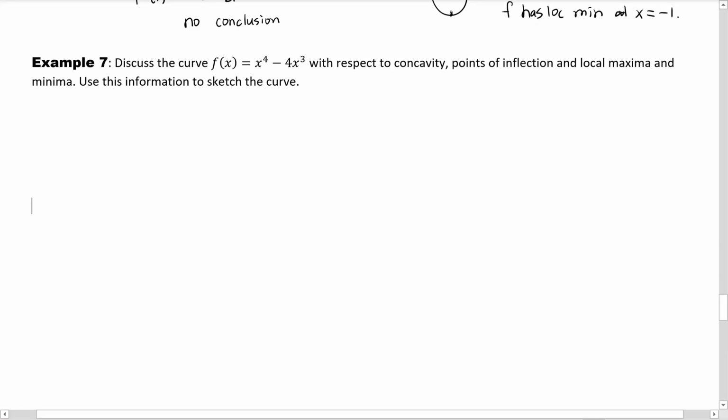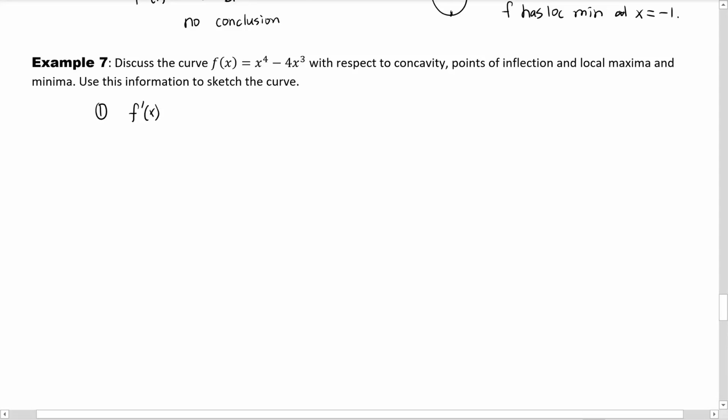Example 7. Discuss the curve f of x equals x to the 4 minus 4x cubed with respect to concavity, points of inflection, and local maxima and minima. Use this information to sketch the curve. Okay, so our first step is to, do you remember what is the first step? Yes, the first step is to figure out the derivative.